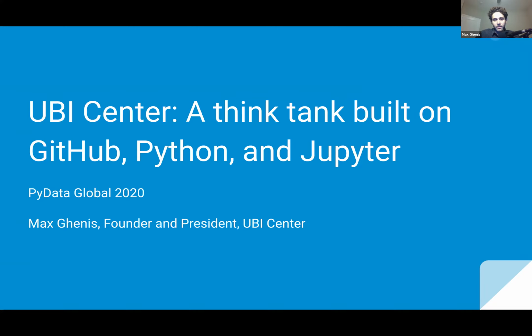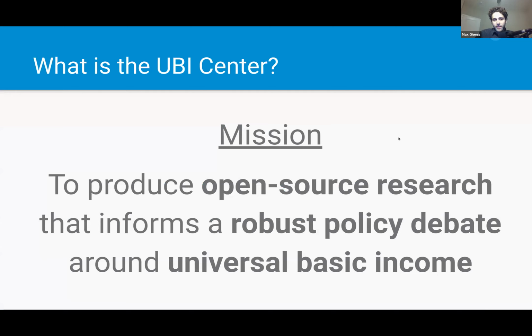We are a think tank, and I'm excited to share with you what we're about and some analyses that we've done using GitHub, Python, and Jupyter. So first of all, who are we? We are a think tank, and our mission is to produce open source research that informs a robust policy debate around the idea of universal basic income. And this is a policy idea that everyone in the society would get an equal amount, cash grant from the government, usually on a monthly basis.